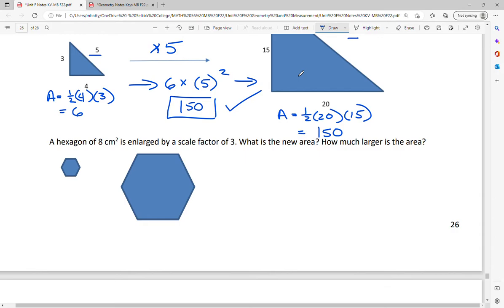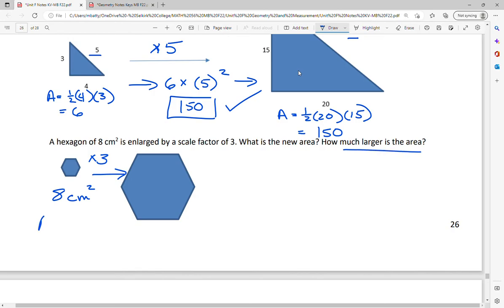This one is about a hexagon. We never figured out areas of hexagons, thank goodness. We don't really need to know. If we know that we have an 8 centimeter squared area, and we're going to increase that by a scale factor of 3, even if we don't know the length of the sides, we could figure out the area of the new hexagon.